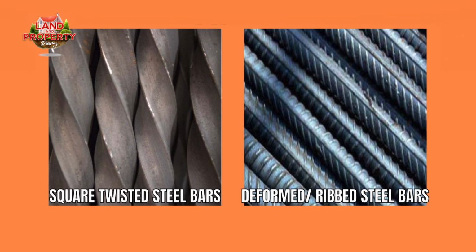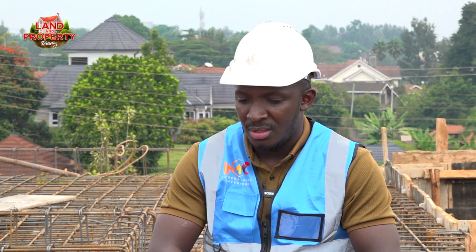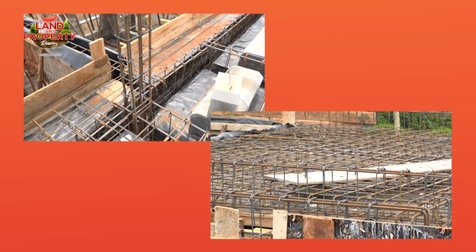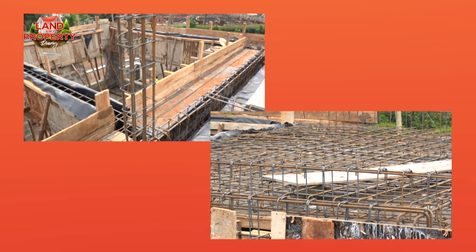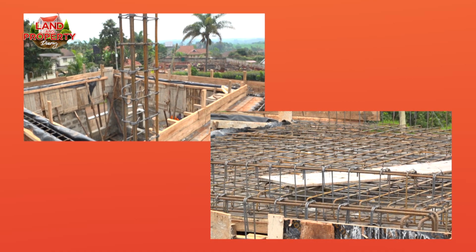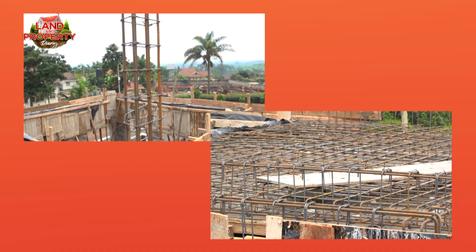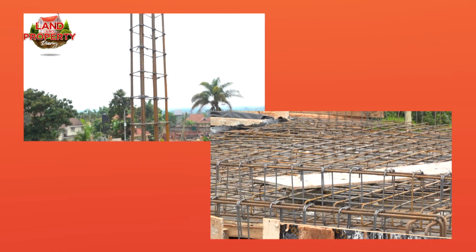What are some of the uses of reinforced steel when it comes to construction? They are mostly used in slabs, beams, and columns. In beams, they distribute the load to the columns. In the slab, the reinforcements take the load from the slab to the beams, and then from the beams to the columns, and then from the columns to the foundation.